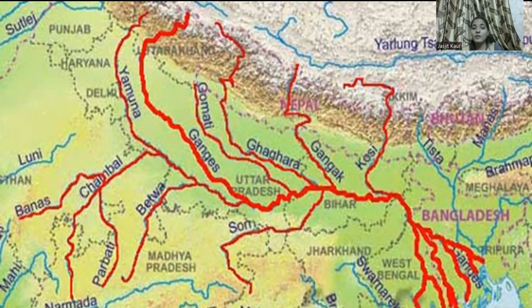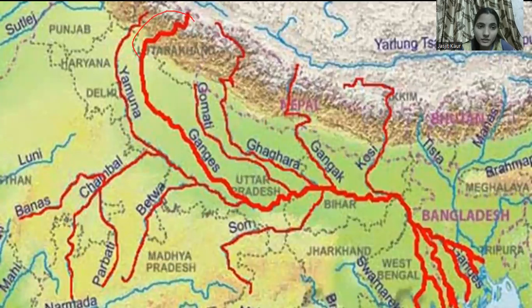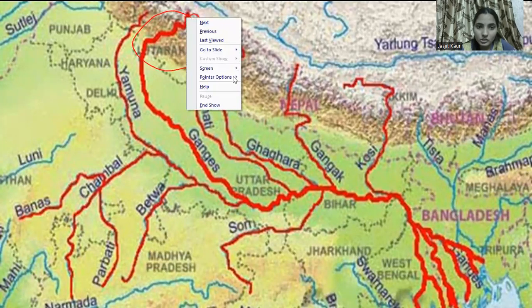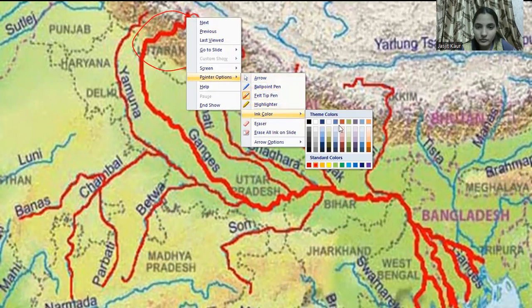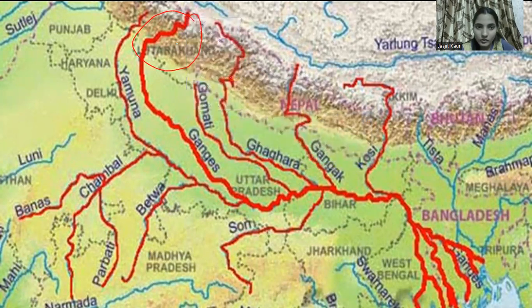Yes. So it's a map of the Ganga River, and it is located in which state? Yes, so it's located in Uttar Pradesh. And where do you think it is originated from? Yes, it is originated from here, as we can see. Let me change the color of the ink. So yes, it's originated here in Uttarakhand and flows into UP.